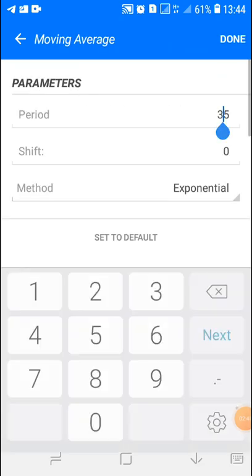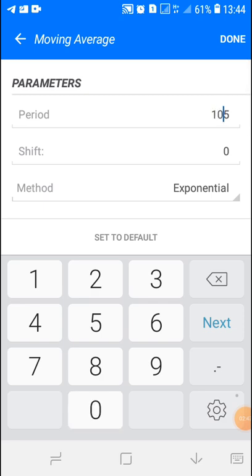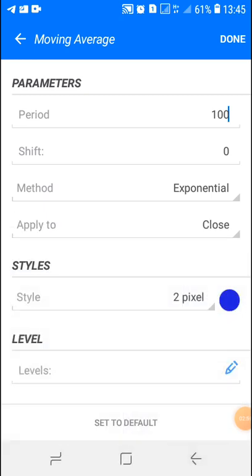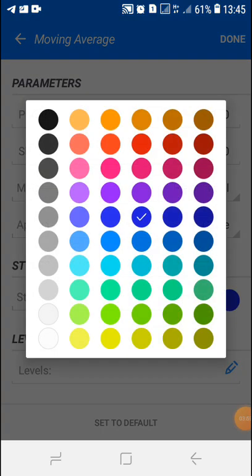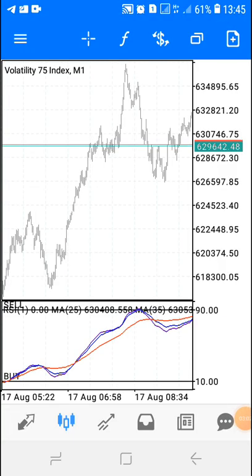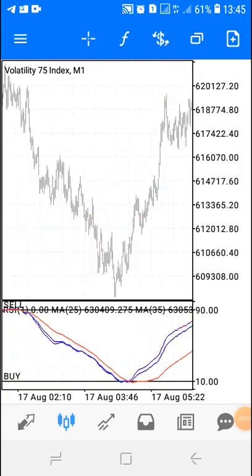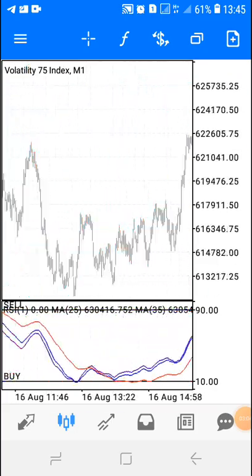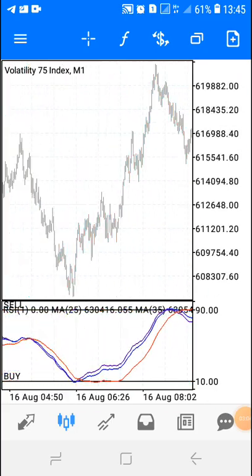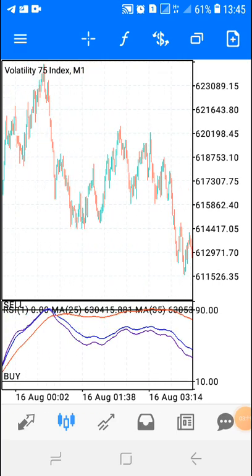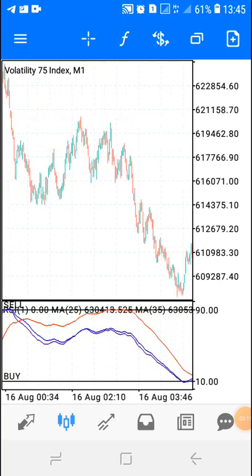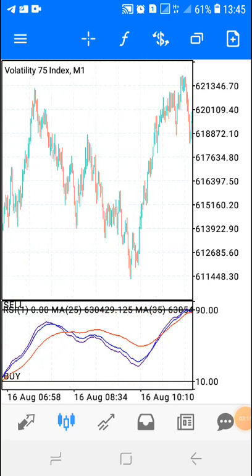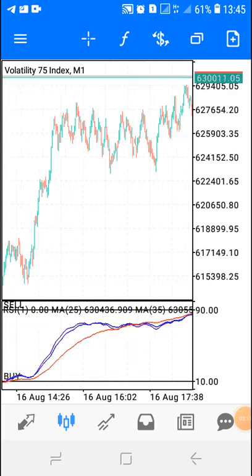use the 100 moving average. Let me just remove this 5, and the parameters should be like this: period 100, shift 0, method exponential, apply to close, style 2 pixel, red. Okay, so this is how your chart is going to look like. And the reason why I have the 100 moving average is because the 100 moving average moves slower than the other 2 moving averages, so it gives us better entries and chances to enter the market.